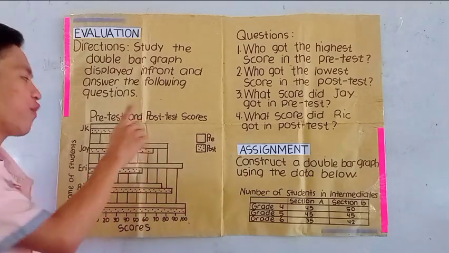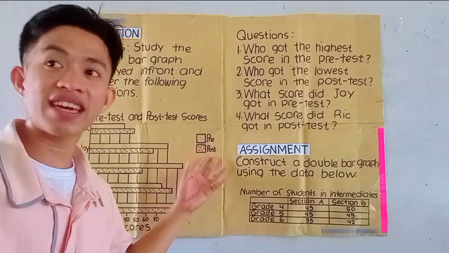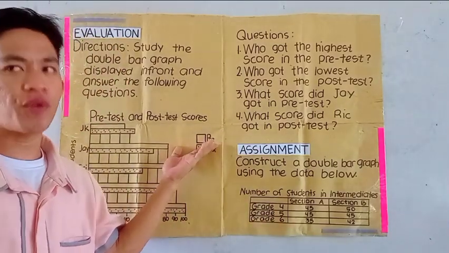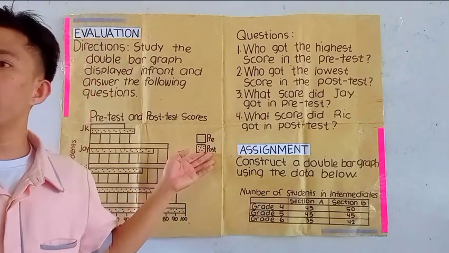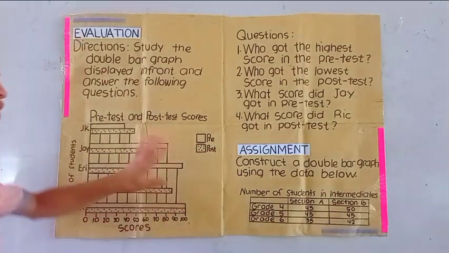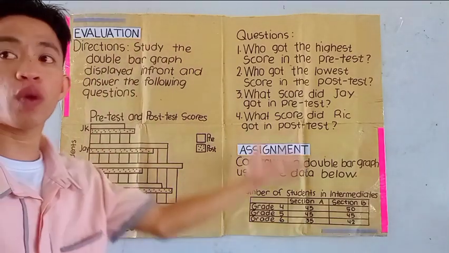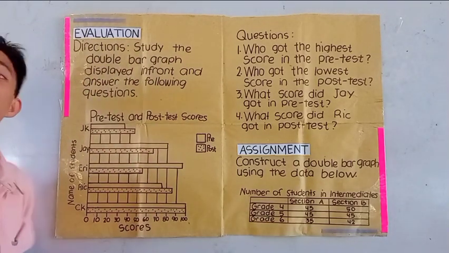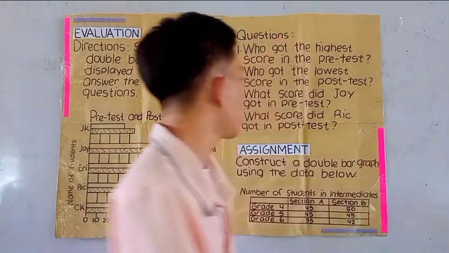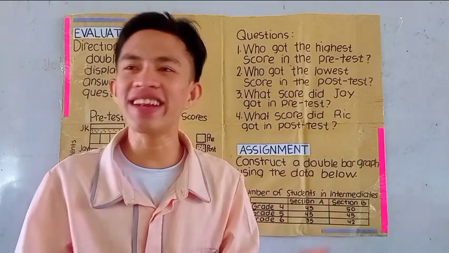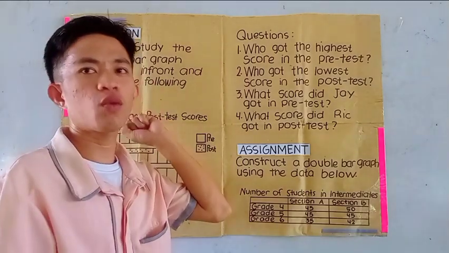So the legend: if you see this rectangle without any writing inside it, it refers to pre-test. The rectangle with dots inside refers to post-test scores. Now study the double bar graph because I have the following questions to be answered by you. Are you done studying this one? Okay, you got it right. Now I have 4 questions. Are you ready to answer these questions? Very good.